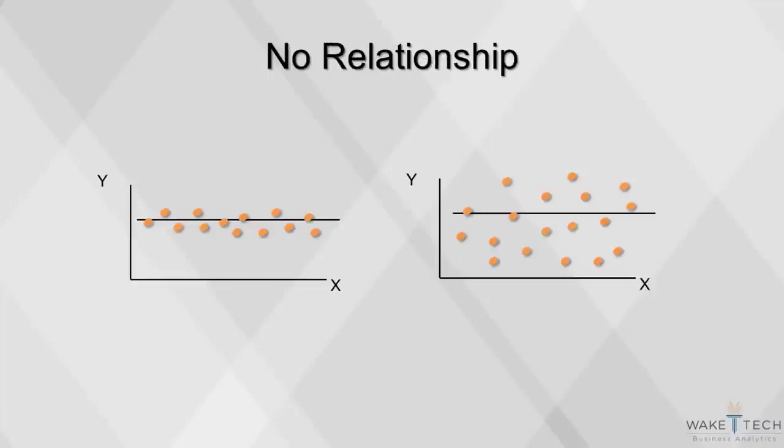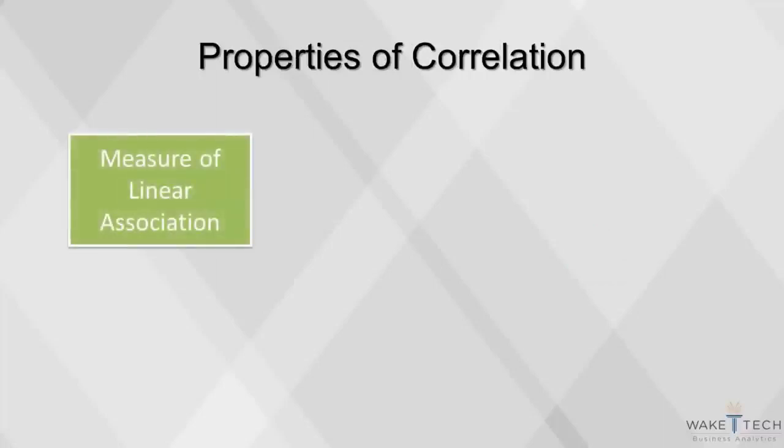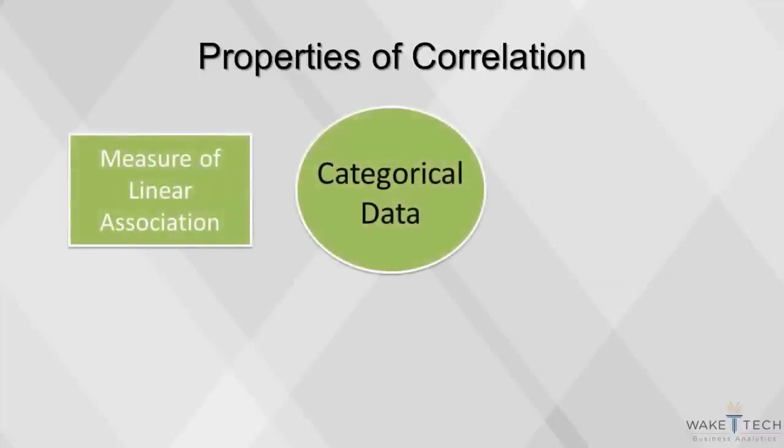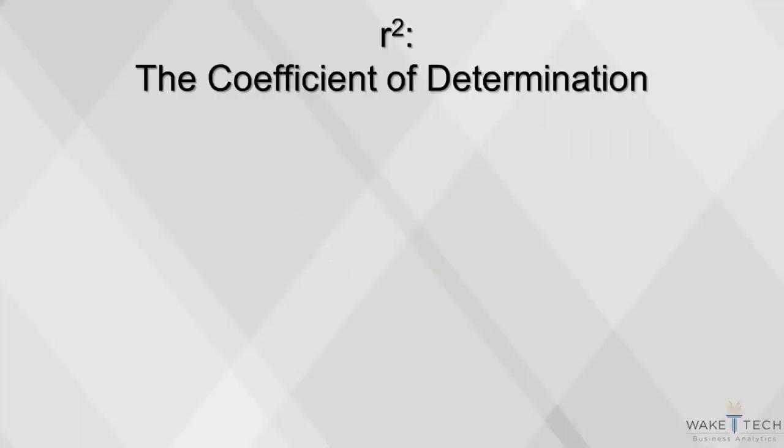If x changes and y stays the same, then the correlation is 0. Since the correlation measure is a measure of linear association, we cannot use correlations on categorical data. It's related to sample size, and it's also very sensitive to outliers. The correlation measure R measures the strength of linear association. Squaring the correlation coefficient gives us R squared, which is the coefficient of determination. It is the proportion of common variation in two variables.